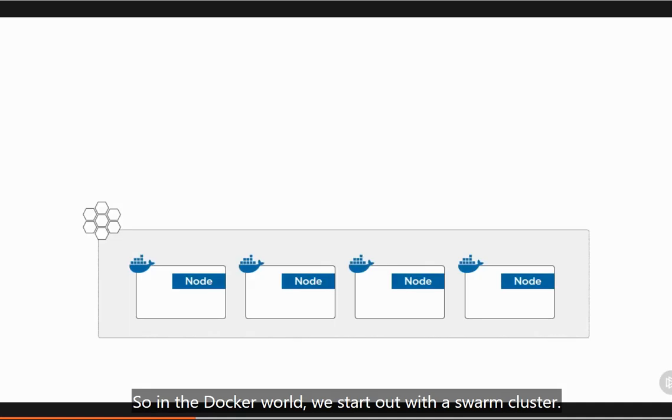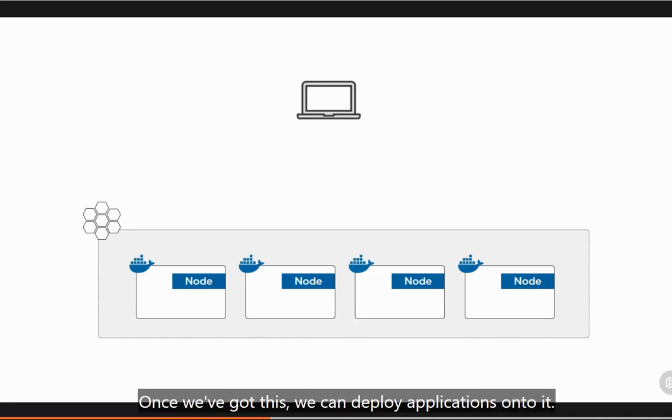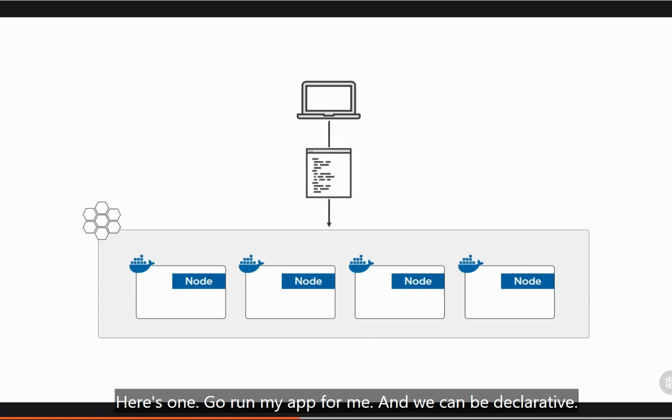So in the Docker world, we start out with a Swarm cluster. We know all about those. A bunch of Docker nodes clustered together as a kind of pool. Once we've got this, we can deploy applications onto it. Here Swarm, go run my app for me.